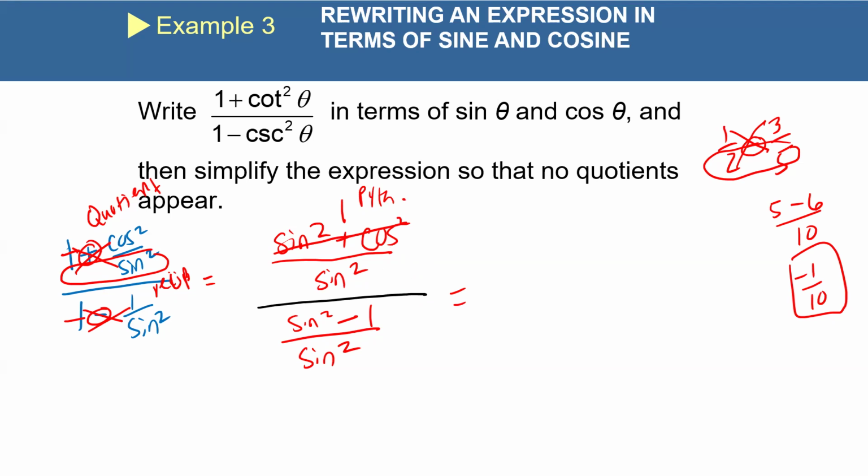Okay. And how do we divide fractions? Keep, change, flip. So I'm going to keep 1 over sine squared. I'm going to change from division to multiplication. And then I'm going to flip: sine squared over sine squared minus 1. And what do you notice happens? They cancel. So we're left with 1 over sine squared minus 1.